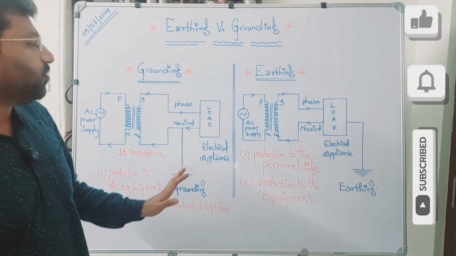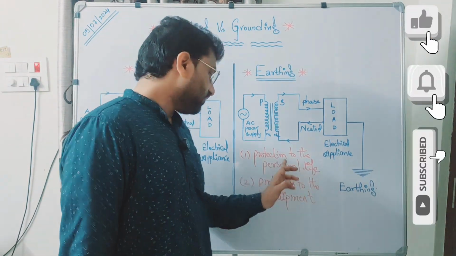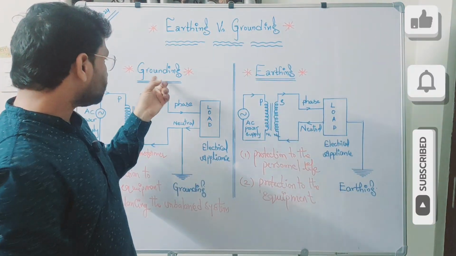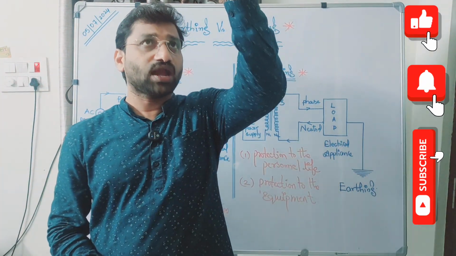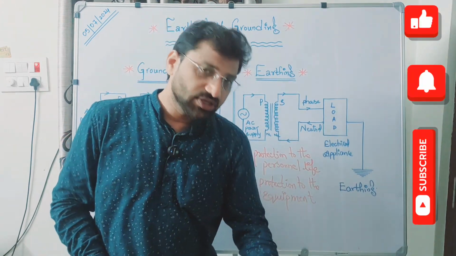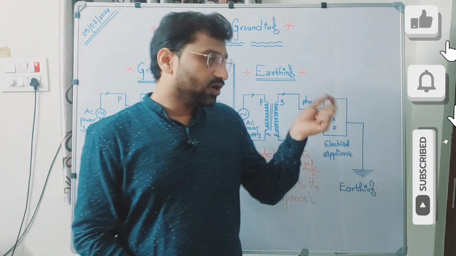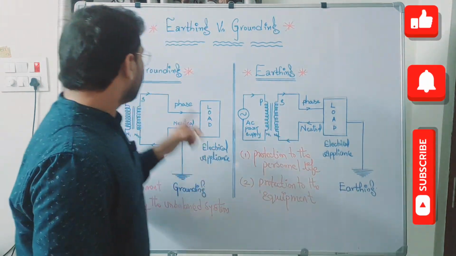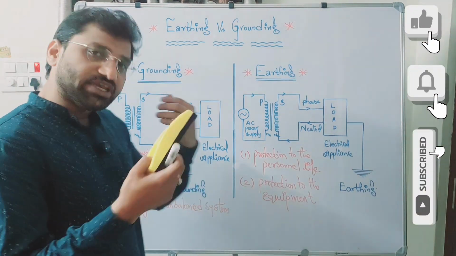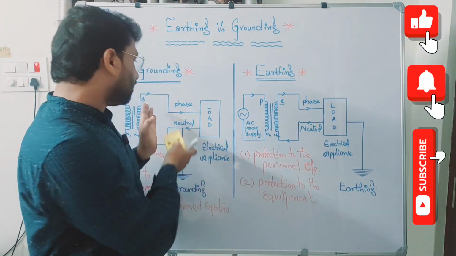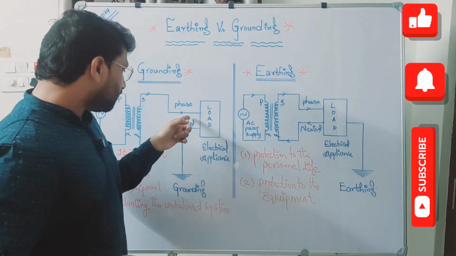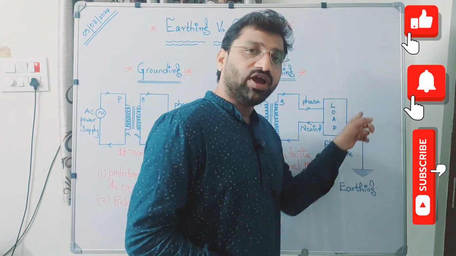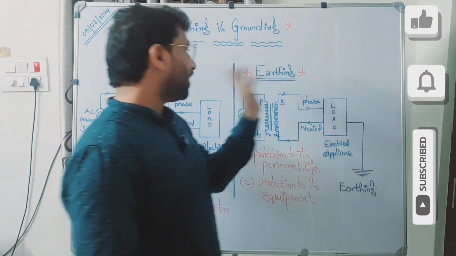But grounding will not provide any protection to the human life, whereas earthing can provide the protection to the human life. So in simple language, grounding is nothing but if you connect the current carrying conductor to the ground, then it is termed as grounding. If you are connecting a non-current carrying conductor to the ground, then it is called earthing. In case of grounding, this wire always carries current, presuming that load is always connected. So connecting the neutral point to the ground is called grounding. Connecting the earth wire of the electrical appliance to the ground is called earthing.